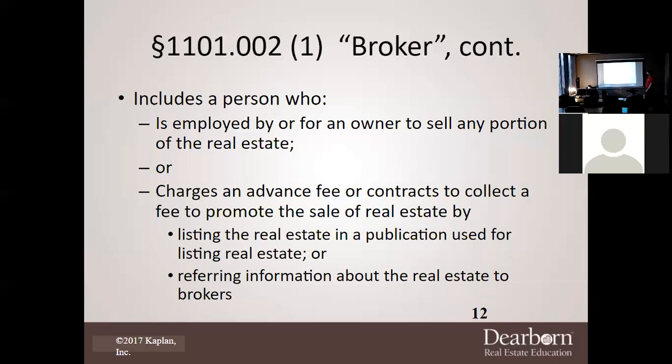That's right. Okay. So, as this says up here, a broker also includes a person who is employed by or for an owner to sell any portion of real estate, or charges an advance fee or contracts to collect a fee to promote the sale of real estate by listing the real estate in a publication used for listing of real estate, or referring information about the real estate to brokers. Okay, and that's your MLS.